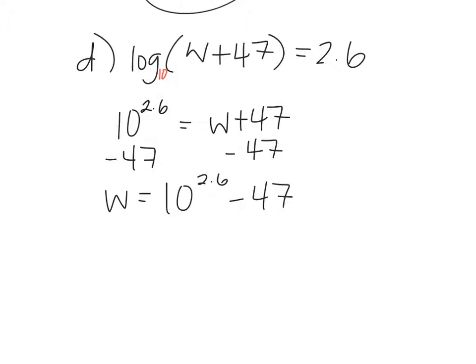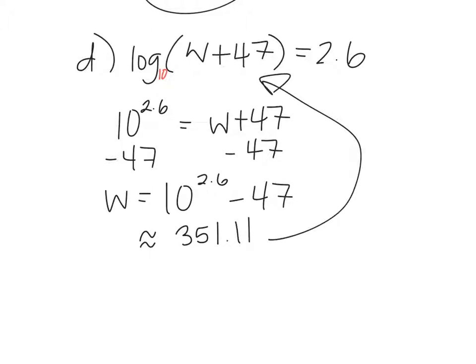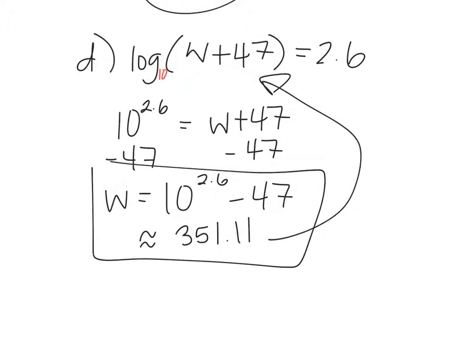2.6. I can't type into my calculator. And so I get an approximate answer of 351.11. And if I plug that back in, I know that I will get a positive number. So I'm going to have my exact answer and my approximate answer here.